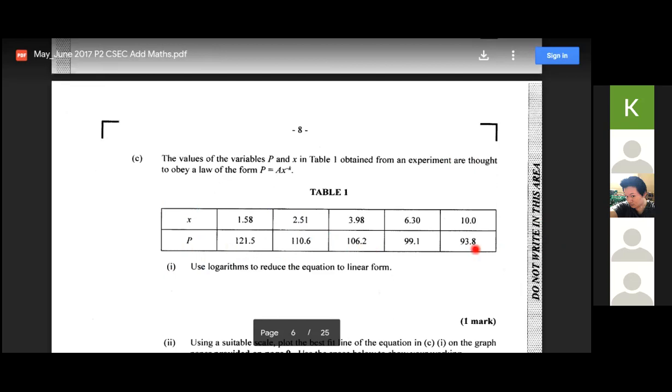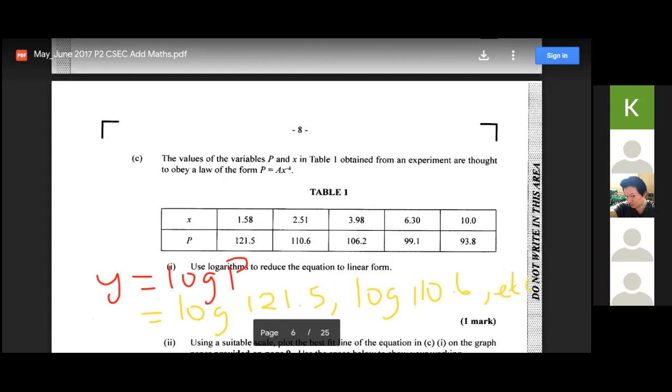In order to find out what values you need to plot on the y-axis, well, we said on the y-axis we plot log of p, right? So the values that you're going to plot on the y-axis would be log of this 121.5, then you would find what log of 110.6 is, and so on and so forth, right? So you find the log of those p values, and all those values that you get, that's what you're plotting on your y-axis. Everybody following so far? Yes, Miss.